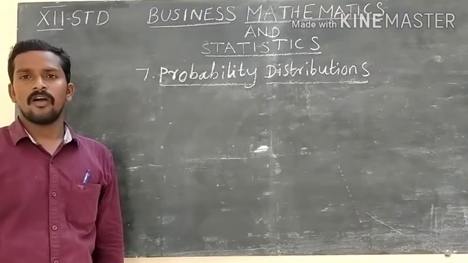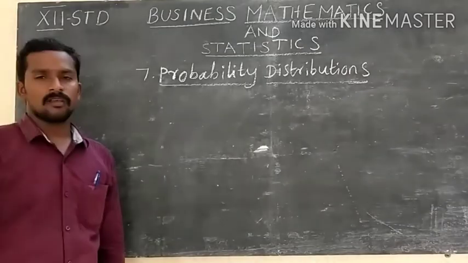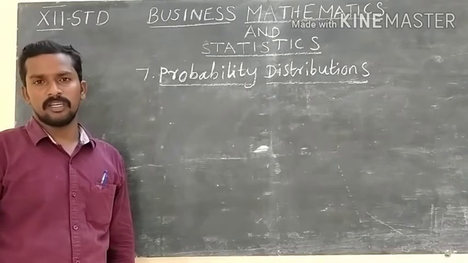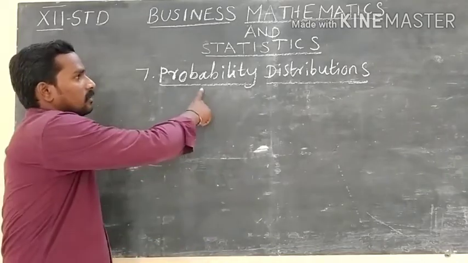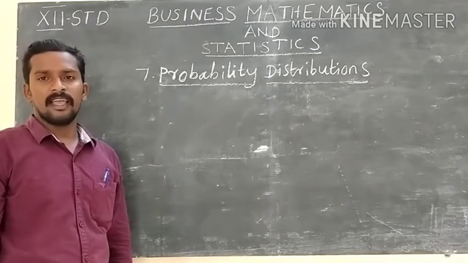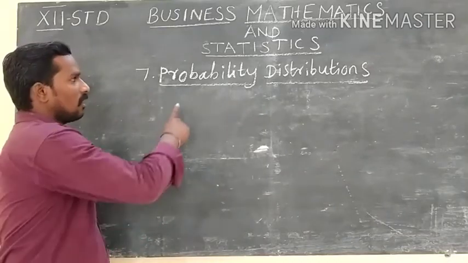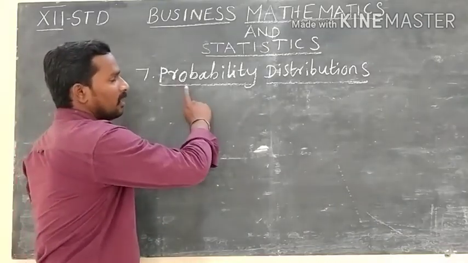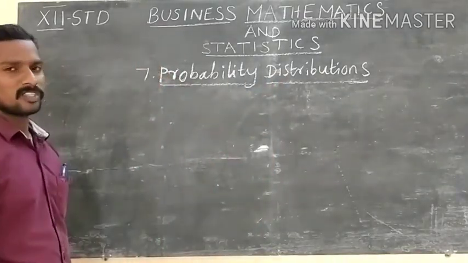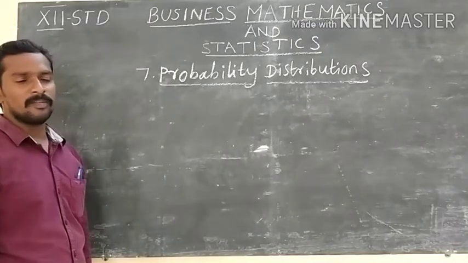On the other hand, the distribution based on expectation on the basis of past experience is called theoretical frequency distribution or probability distribution. So, past experience. Okay.